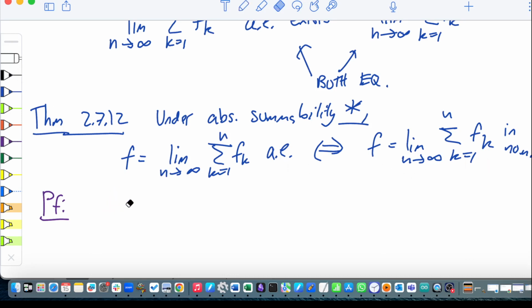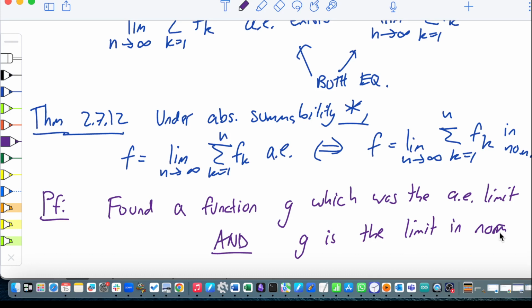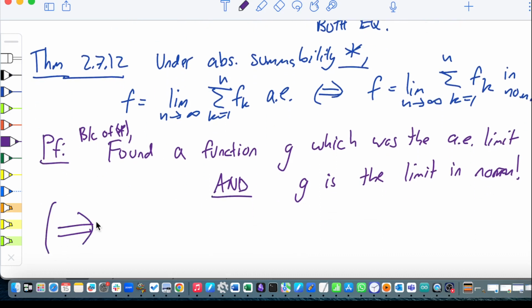And the way we proved it is we found a function g, which was the almost everywhere limit, and g is the limit in norm. So we had this g, and this all came from star, and all our theorems that we've proven. We found this function g, which is both the almost everywhere limit and the limit in norm. We proved one direction, that if it's the almost everywhere limit, then it must be the limit in norm. That was last class.